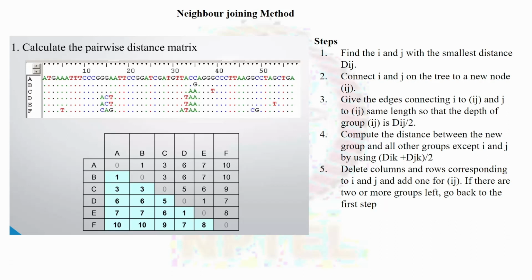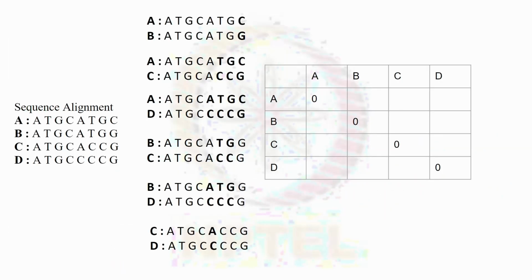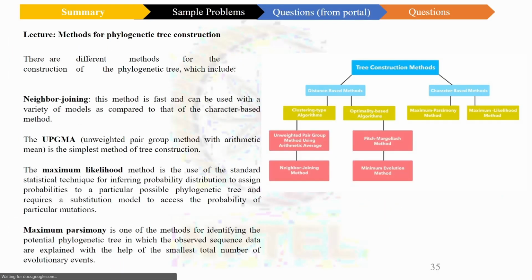Next, we have one more method, the UPGMA method, where UPGMA stands for unweighted pair group method with arithmetic mean. This is also again a distance-based method. It starts by clustering the taxa into groups based on the pairwise distances, then repeatedly merges the closest cluster until a complete tree is formed.